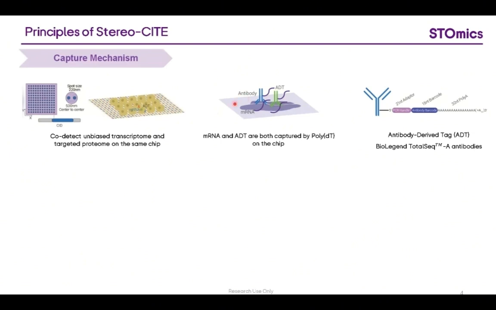Okay, let's begin with the core principle behind Stereo-CITE. Here is the capture mechanism of the Stereo-CITE version 1.1 platform. Our chip contains lots of capture spots with a poly-T sequence. These spots bind the poly-A tails of mRNA molecules and the poly-A tails of ADT molecules. So this allows the co-detection of the unbiased transcriptome and the target protein on the same chip.